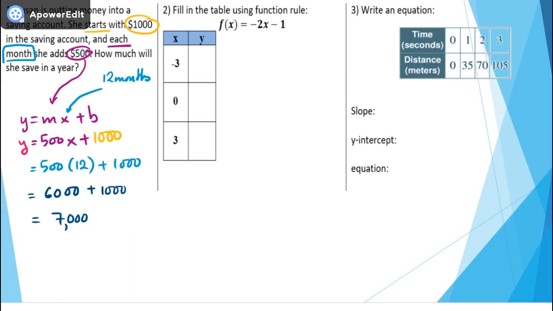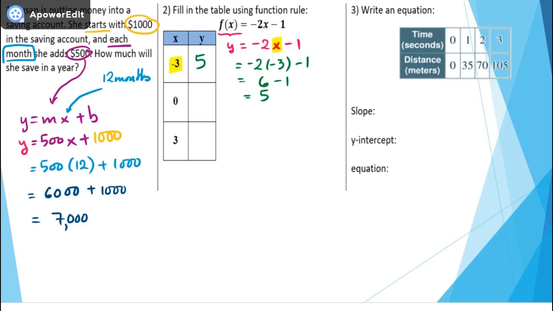Alright, now we're going to look at problem 2. f of x can be written in terms of y equals negative 2x minus 1. They give you x is negative 3, so they want you to replace x by negative 3. So negative 2 times negative 3 minus 1. That will be 6 minus 1, which is 5.